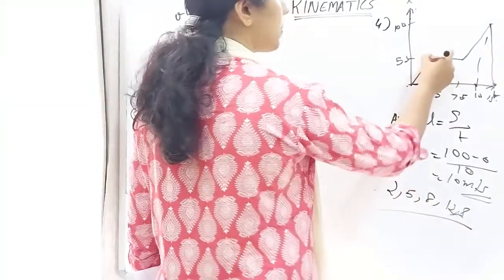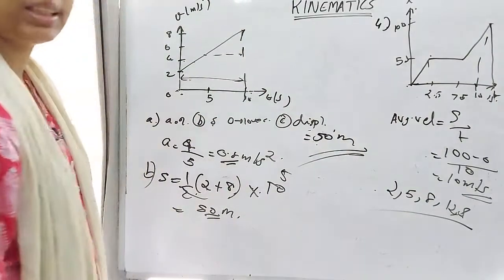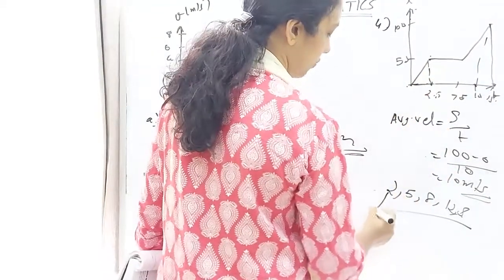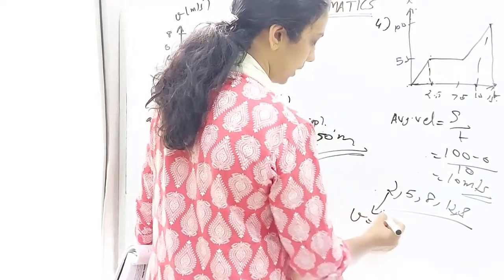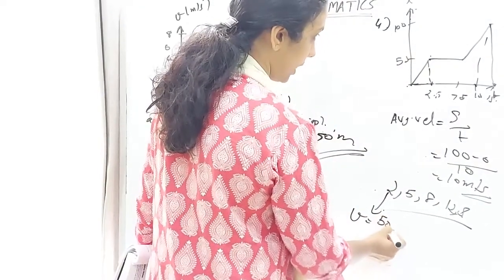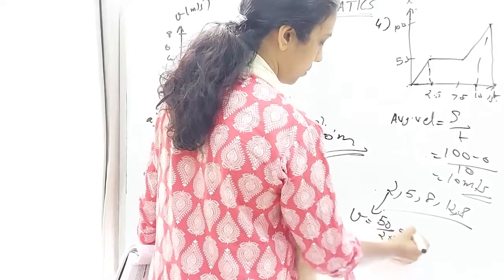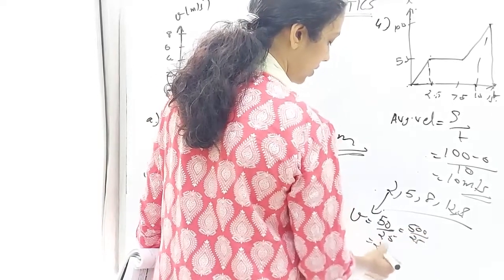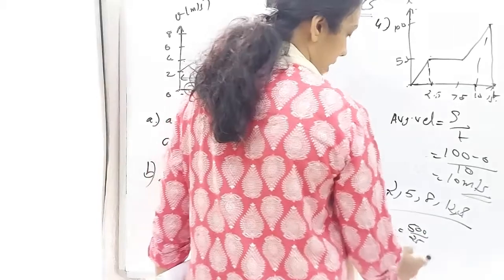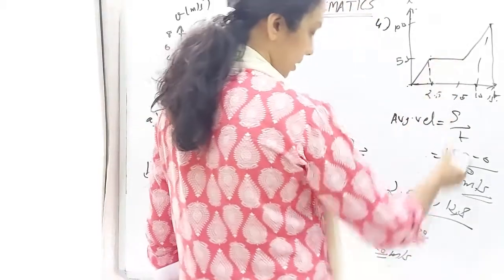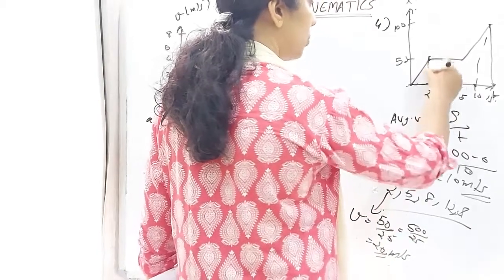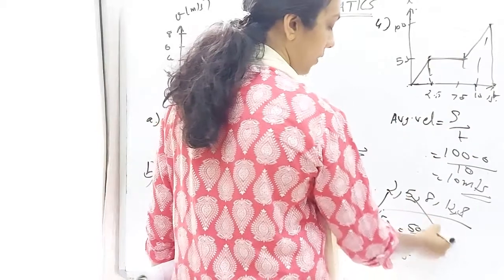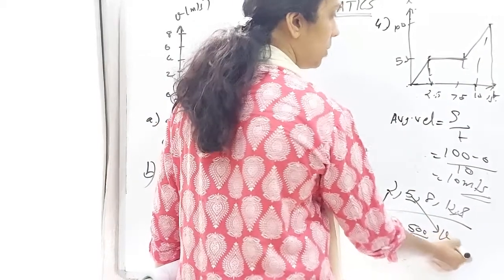So here it is under uniform velocity till 2.5 seconds. So till 2.5 what is the velocity? For 2 second, velocity will be equal to 50 divided by 2.5. So here it is 500 divided by 25, 20 meter per second. Next is 5. At 5 seconds, see, from 2.5 to 7.5 second it was at rest. So at 5 second velocity will be equal to 0.